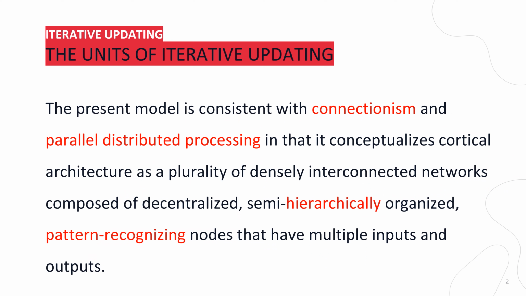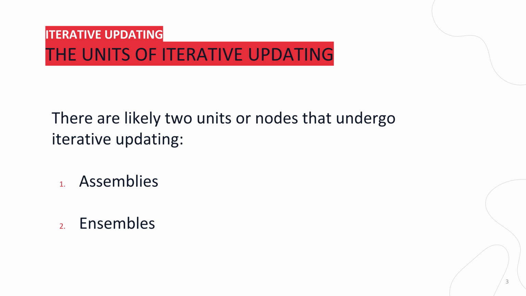So this is a little disclaimer that tells you that I'm in full agreement with prevailing psychological and neuroscientific theories. The present model is consistent with connectionism and parallel distributed processing in that it conceptualizes cortical architecture as a plurality of densely interconnected networks composed of decentralized, semi-hierarchically organized pattern-recognizing nodes that have multiple inputs and outputs.